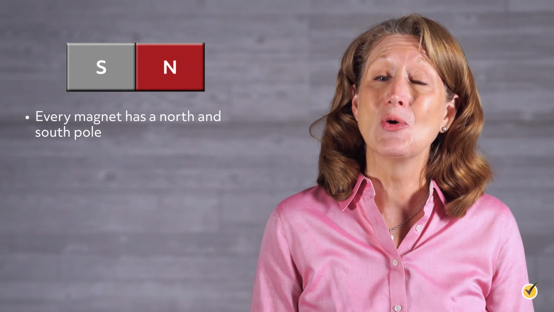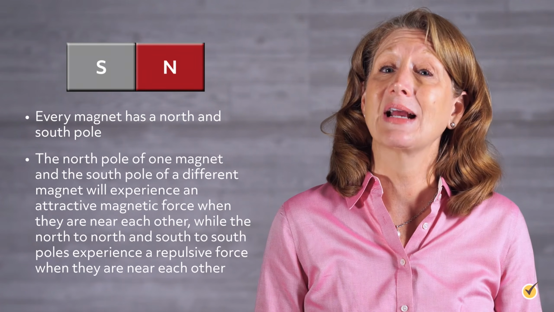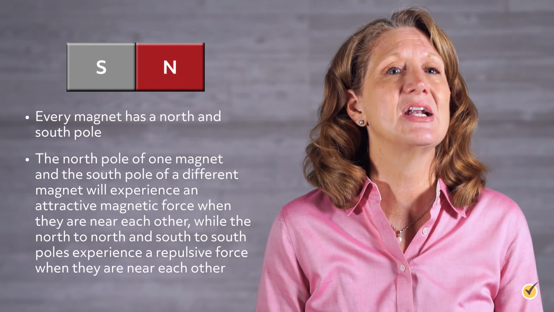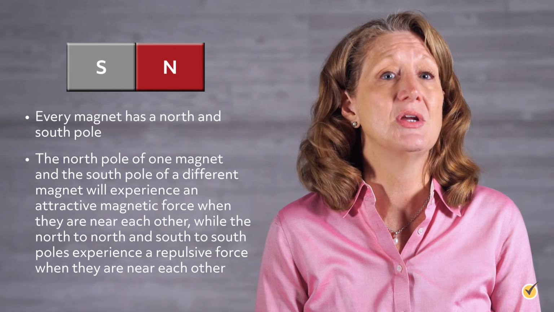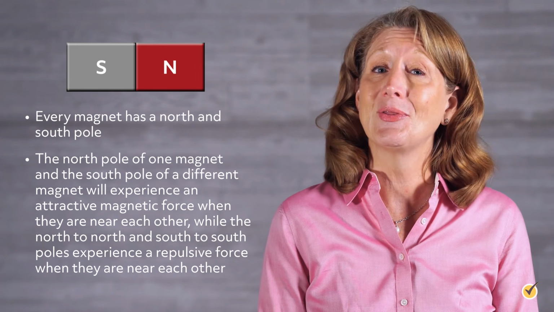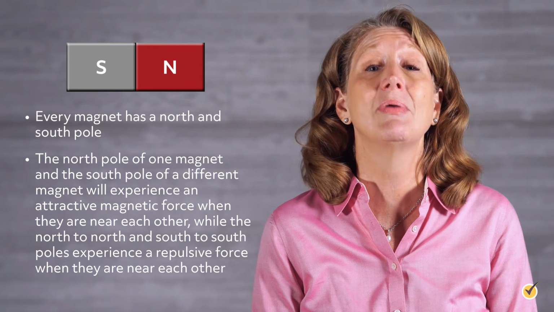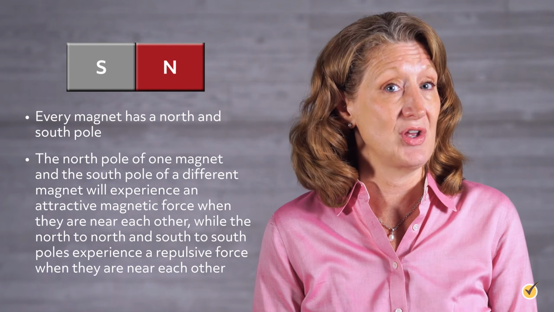Every magnet has a north and south pole. The north pole of one magnet and the south pole of a different magnet will experience an attractive magnetic force when they are near each other, while the north to north and south to south poles experience a repulsive force when they are near each other.